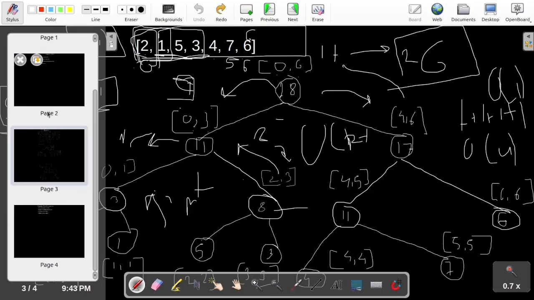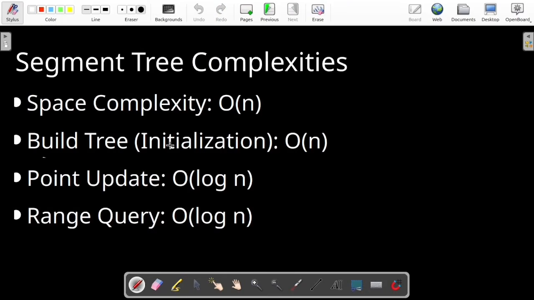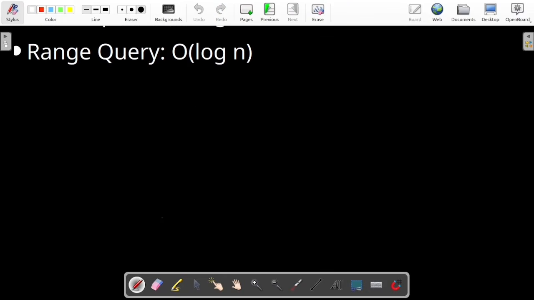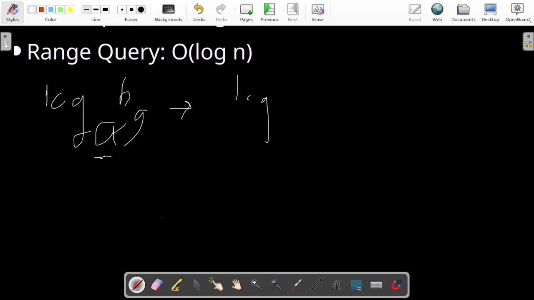Now its time complexity is log n, where n is the number of nodes in a segment tree. How? Tell me one thing. As you learned in school, what does log b to the base a denote? This denotes how many powers of a are required to reach b. Correct? Tell me one thing. What will log of n to the base 2 denote? How many powers of 2 are required to reach n?